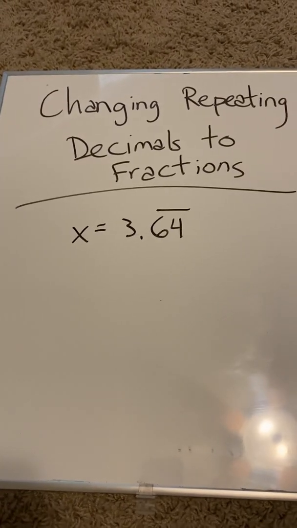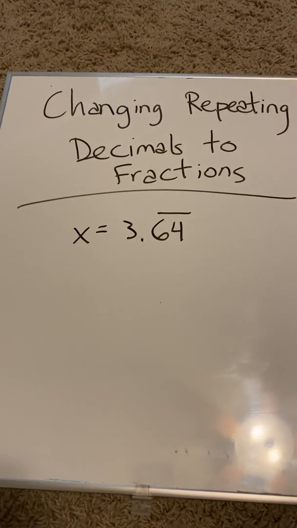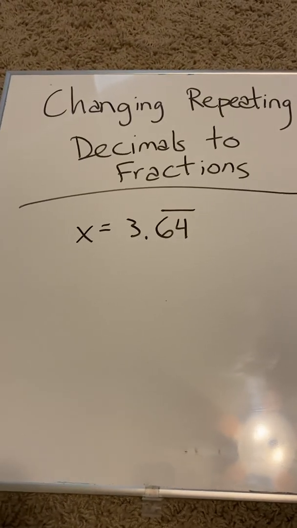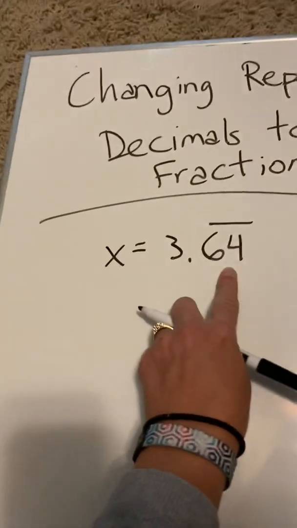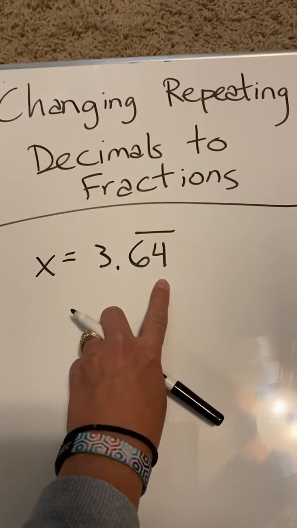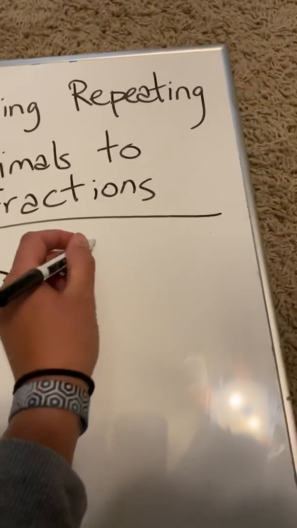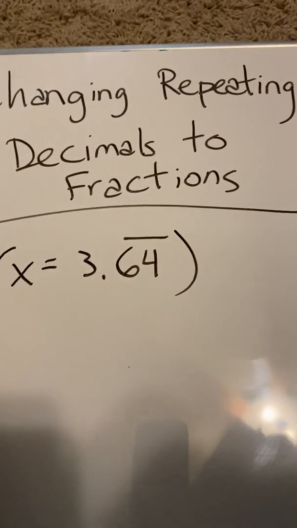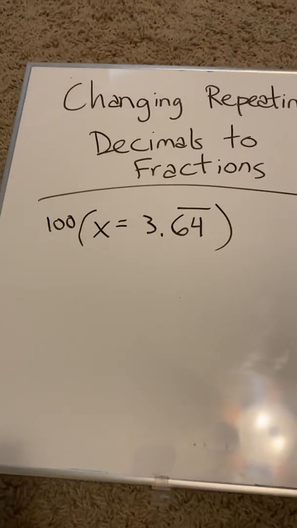All right, some more examples on changing repeating decimals to fractions. Okay, so again, this is repeating. There are two different digits that we're repeating, so when there are two different digits, we're going to multiply it by 100. So it moves the decimal 2 places.